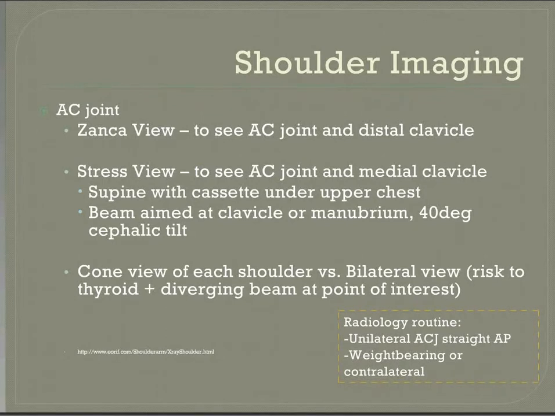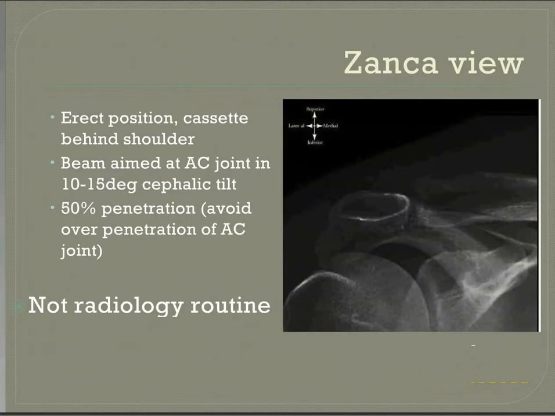So the Zanca view is done with the patient sitting and the cassette behind the shoulder, and the beam is aimed in a 10 to 15 degree cephalic tilt, so looking up, and also with reduced penetration. As I mentioned, it's not routinely done by the radiology department, and a question was with this cephalic tilt, so looking up towards it, whether that would change our impression of the AC joint rather than the routine AP.